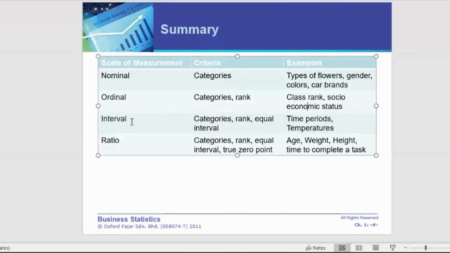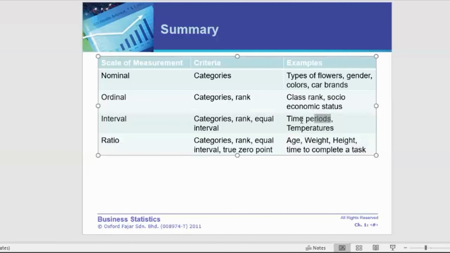We have the interval level of measurement, which has categories, rank, and equal intervals, like the time period and the temperatures. The ratio level has categories, rank, equal intervals, and a true 0 point, for example age, weight, height, and time to complete a task. Here you need to keep in consideration the difference between time to complete a task and time period in the interval level.